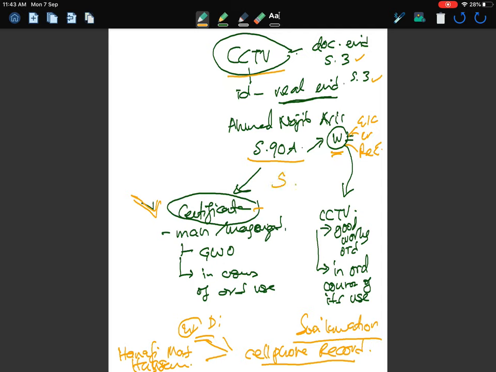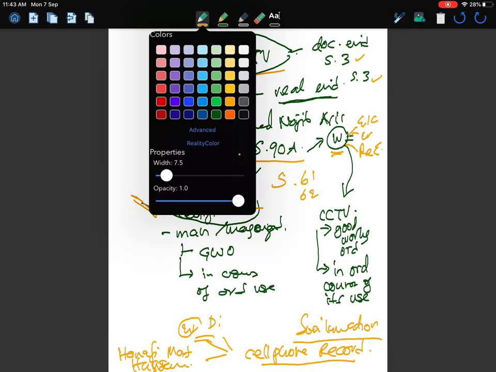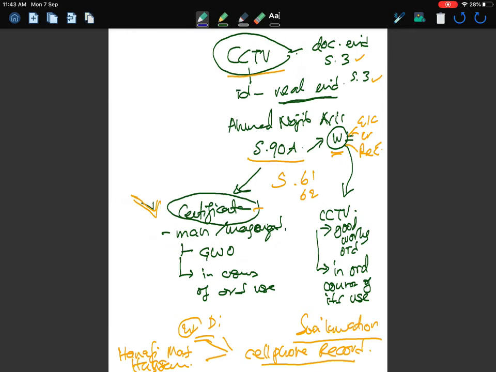Yeah, if you have CCTV, because the moment you tender the CCTV as evidence in the court, you are basically producing documentary evidence, computer evidence, 90A automatically be complied with. And this kind of evidence will be primary evidence under section 61 and 62. So it's actually a primary evidence. So CCTV, therefore, is a relevant evidence to show evidence of identification.